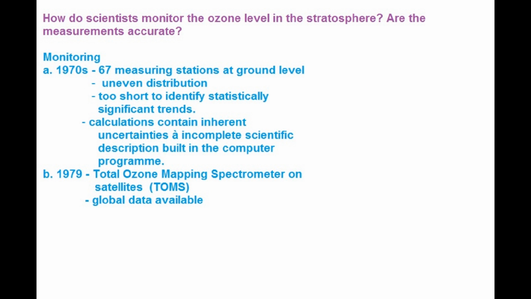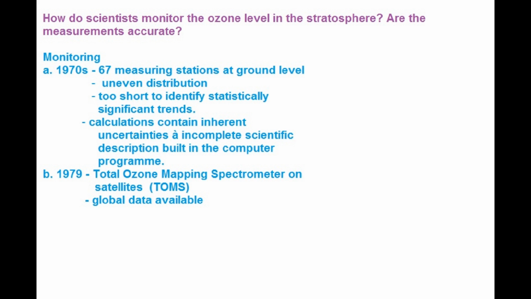How do scientists monitor the ozone level in the stratosphere? Are the measurements accurate? Monitoring: in the 1970s, 67 measuring stations at ground level. Uneven distribution. Too short to identify statistically significant trends. Calculations contain inherent uncertainties and incomplete scientific description built in the computer program.